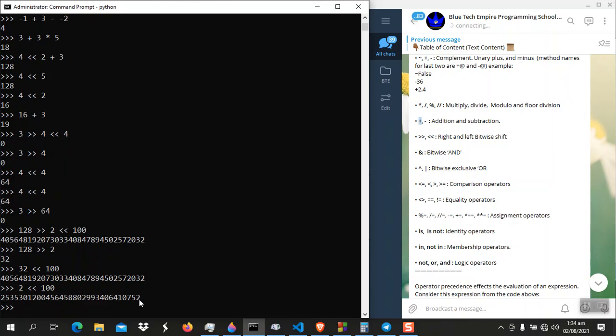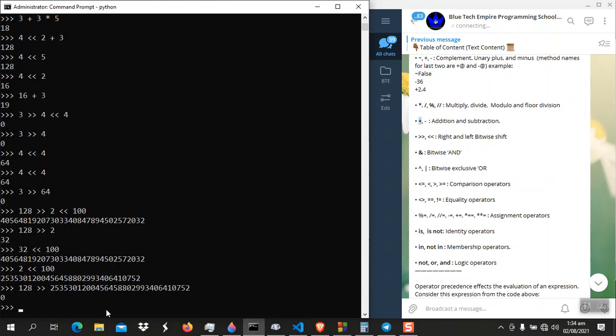128 right shift this, so big, gives us 0. So as you can see, what this proves is that they have the same precedence, but this is always evaluated first and this is evaluated second.